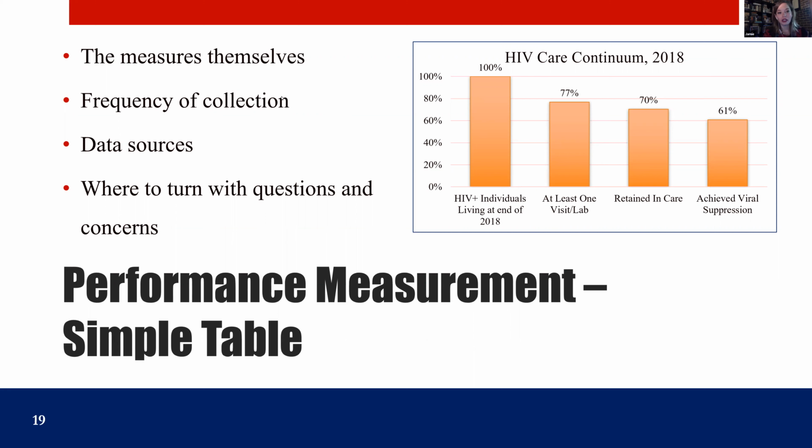You don't want this section of your plan to get really out of control or long-winded, which can happen when you fund a lot of different services in an EMA or a TGA. The table includes the measures themselves, the frequency of collection, and the data sources, and it informs CQM staff and subrecipients what's needed to track the data and report it back. We also recommend that following that simple performance measurement table, there be a few sentences to identify where folks can turn with questions and concerns about performance measurement. We can go to the next slide.